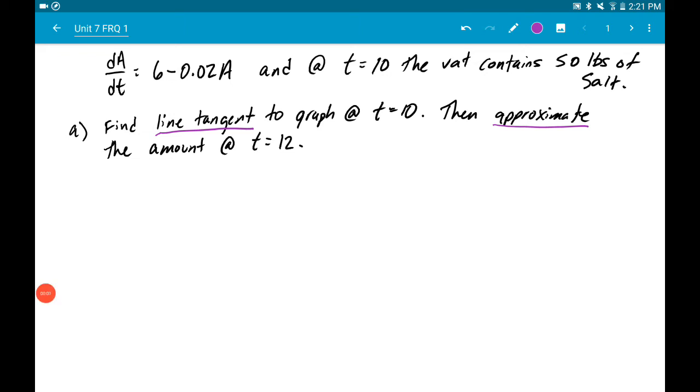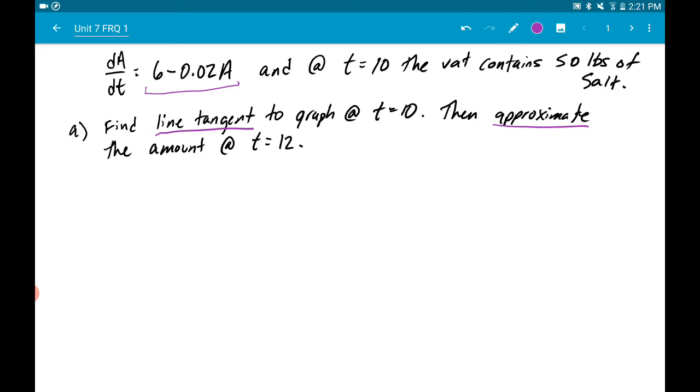Hey everybody, I wanted to do a quick little video for the first FRQ in Unit 7 on the College Board resources. A couple of you guys asked me about it. So it involves a differential equation, and here we go. You're given a differential equation that's kind of unique in that you can't separate it very easily.